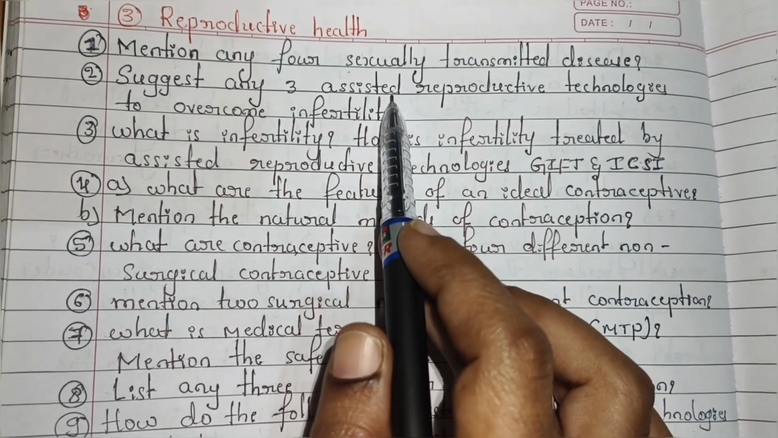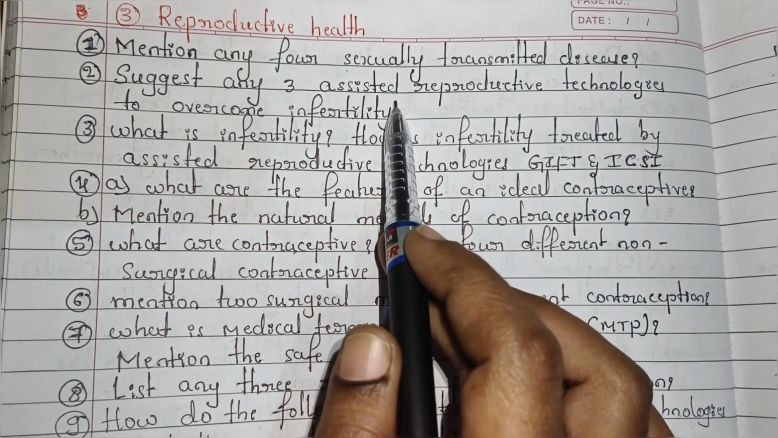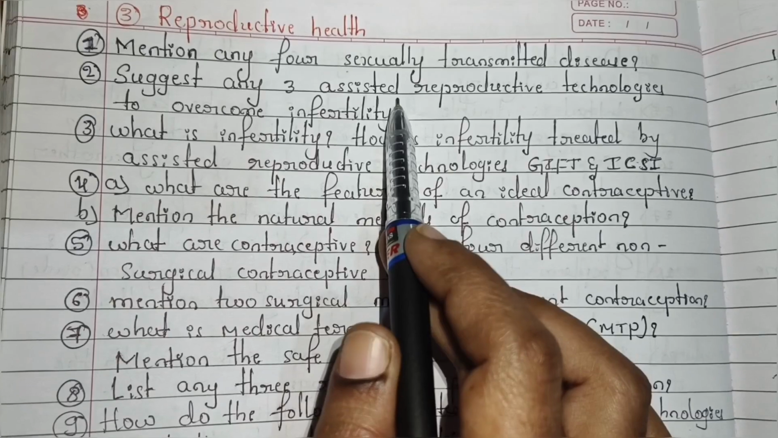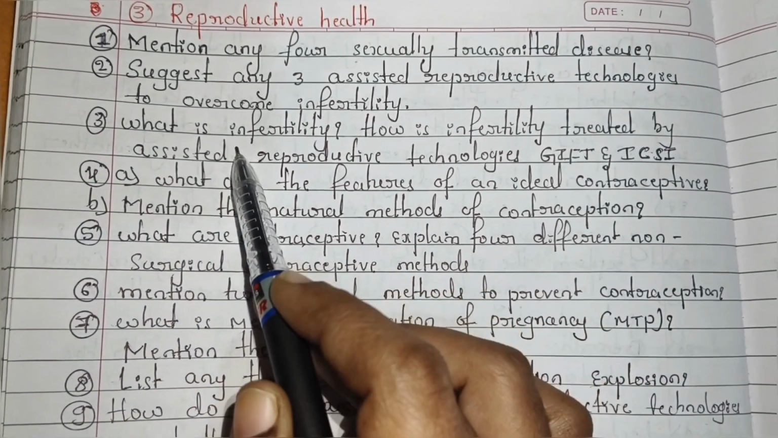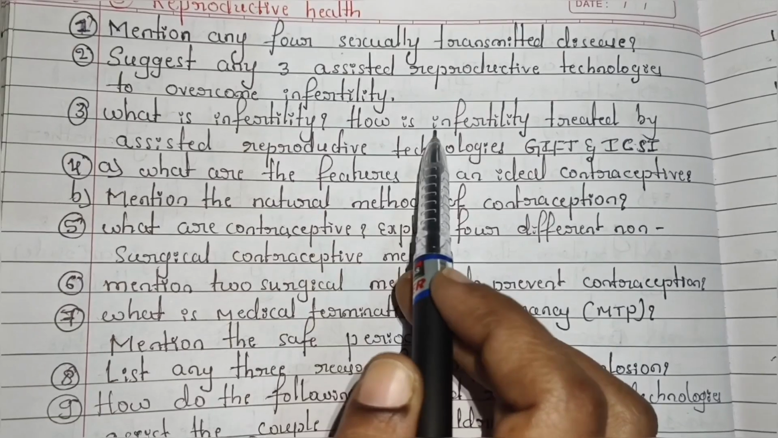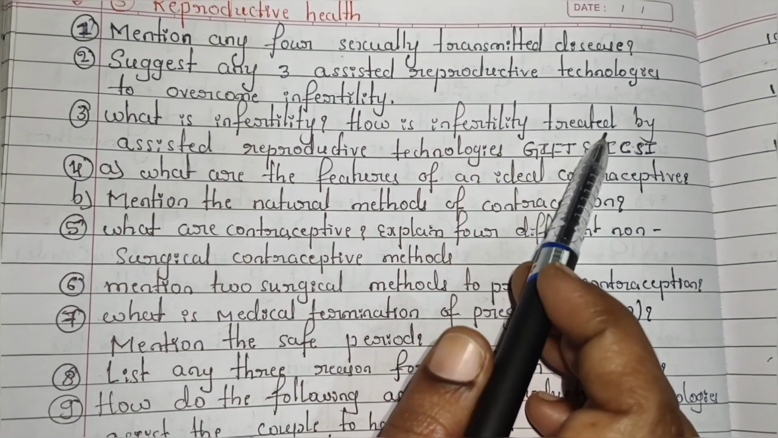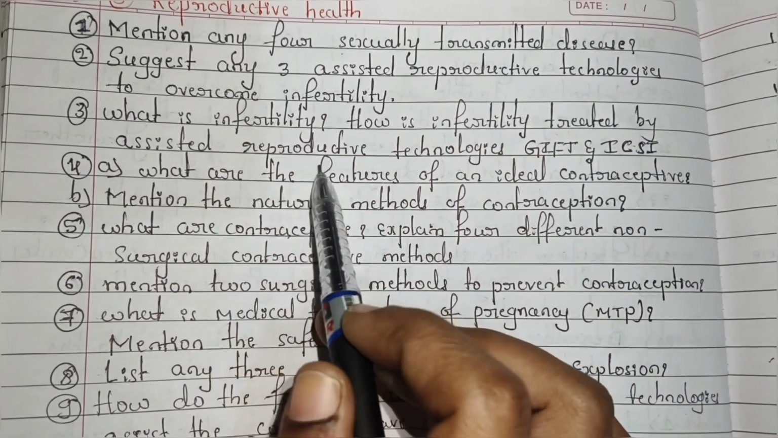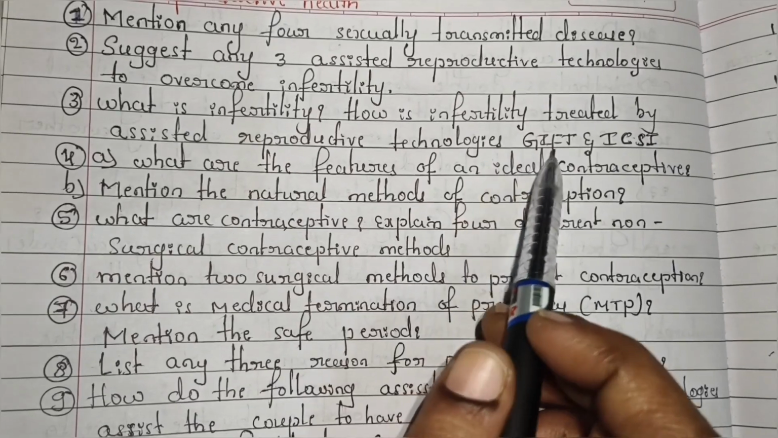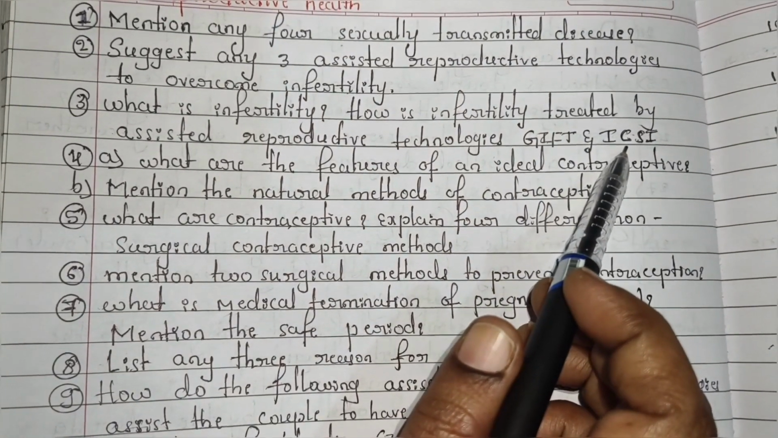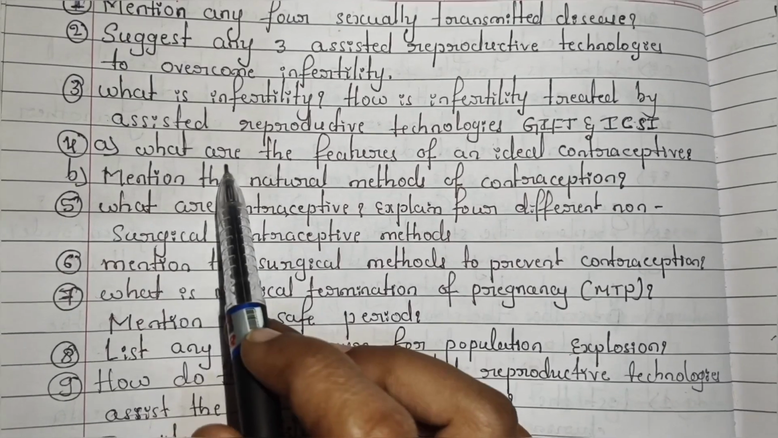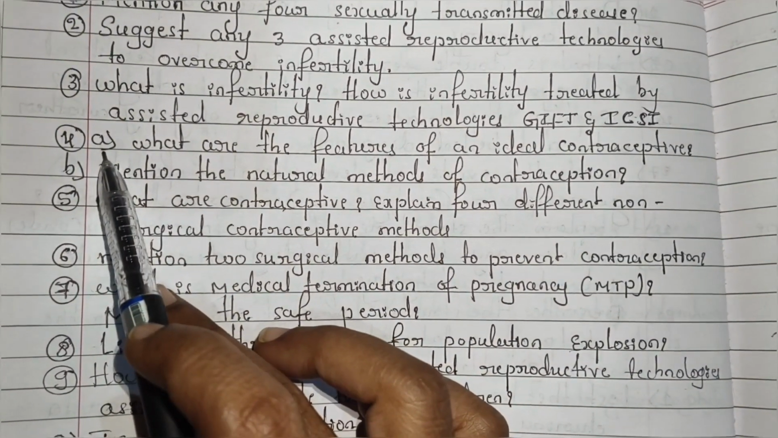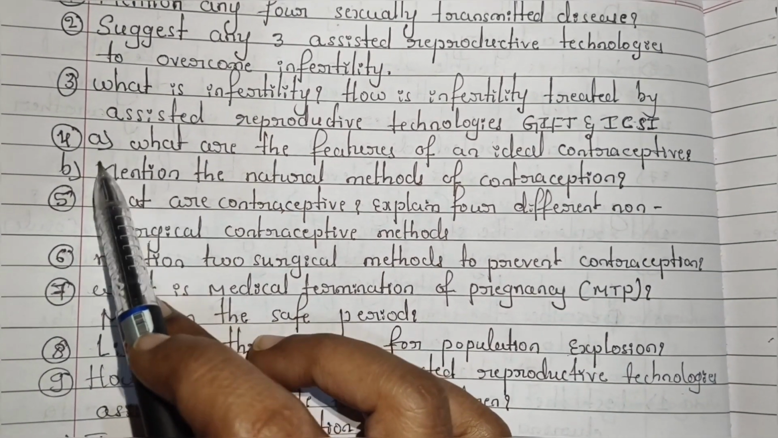So how to follow ART, which 3 techniques you are suggesting, those techniques you have to write. And next, third one is what is infertility, how is infertility treated by the assisted reproductive technology, GIFT and ICSI.